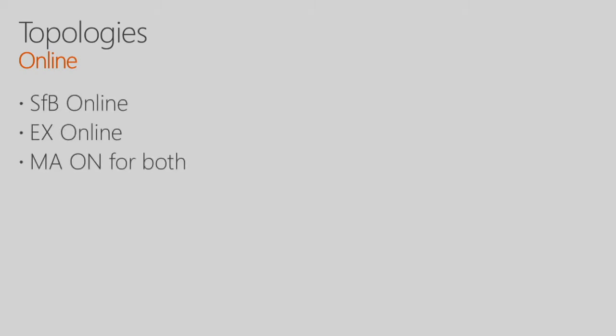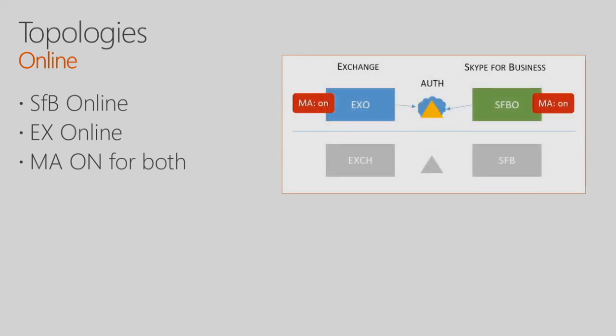All right, so I'm going to go through the topologies now. So to start with, online. Okay, what do I mean by online? What I mean is Skype for Business is online, Exchange is online, and you have modern auth turned on for both of them. So here's a visual of that topology, and I want to explain how this visual works.